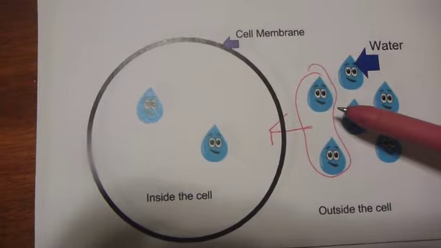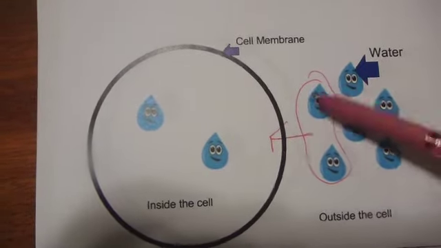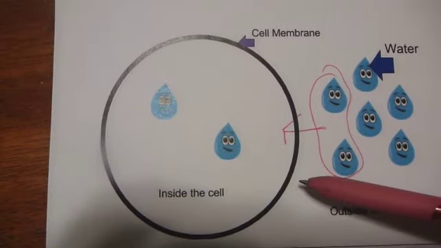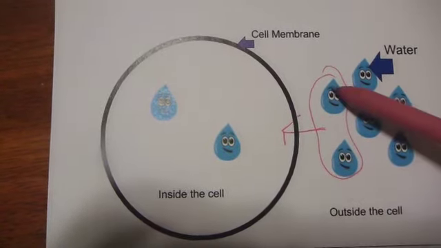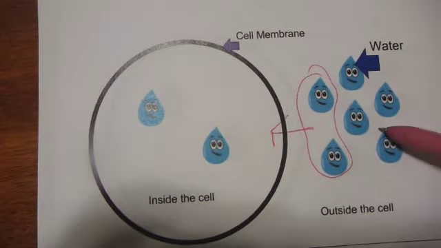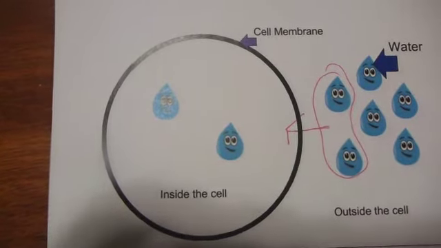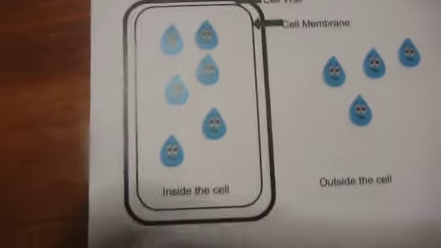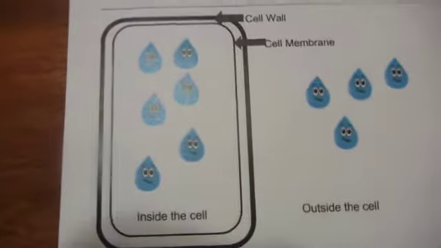Okay? Because remember, osmosis is water going across the cell membrane. So it's like a semi-permeable membrane. So water is going to flow from an area of high concentration to an area of low concentration. Now let's look at this second problem.